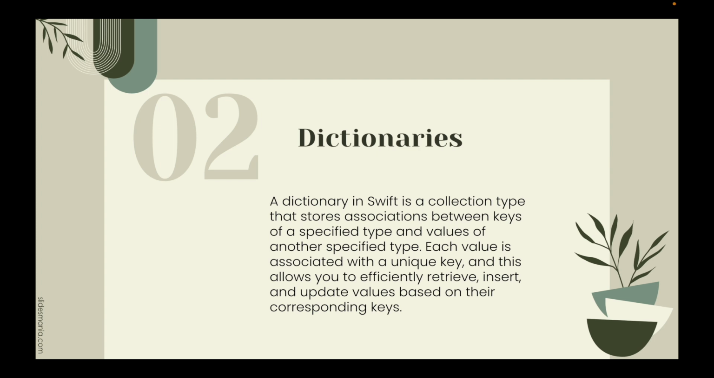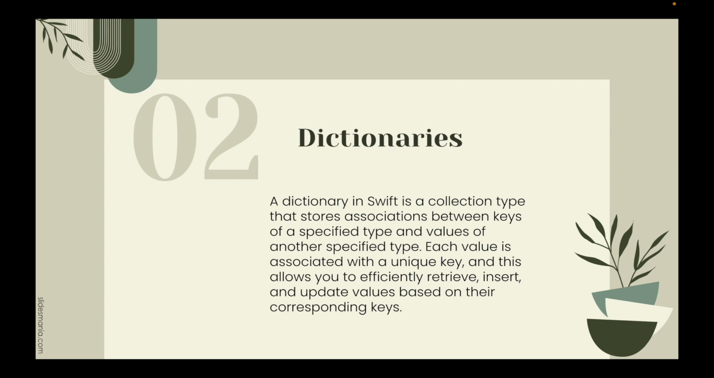And now moving on to dictionaries. A dictionary in Swift is a collection type that stores associations between keys of a specified type and values of another specified type. Each value is associated with a unique key, and this allows you to efficiently retrieve, insert, and update values based on their corresponding keys.